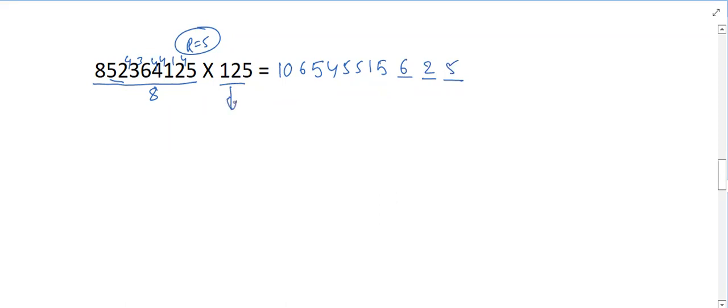What we can do is, 125 double is 250. 250 double is 500. 500 means it is 4 times this number, and add one more 125. If you add one more 125, it becomes 625.